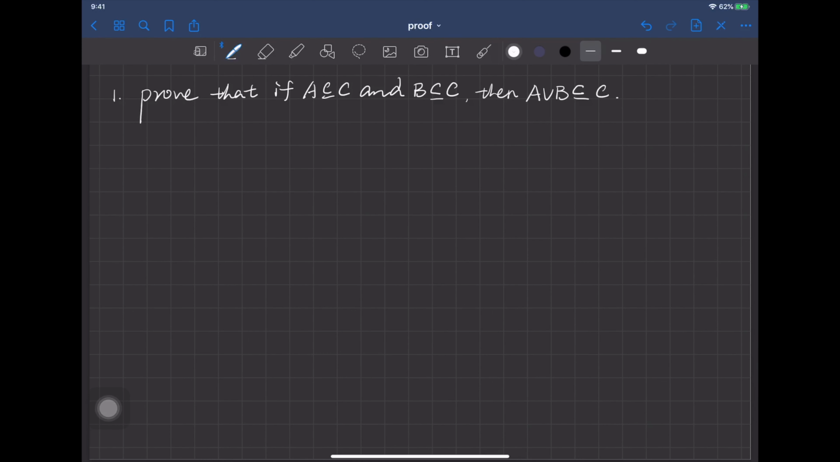Let's look at a specific example here. If A is a subset of C and B is a subset of C, then the set A union B is a subset of C. From the question, what do we already know? We already know A is a subset of C. What does it mean that A is a subset of C? We can say for every X in A, X is also an element of C.